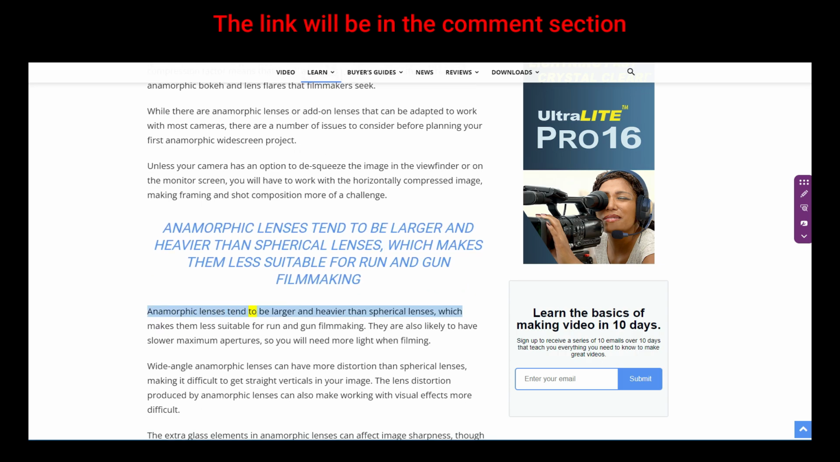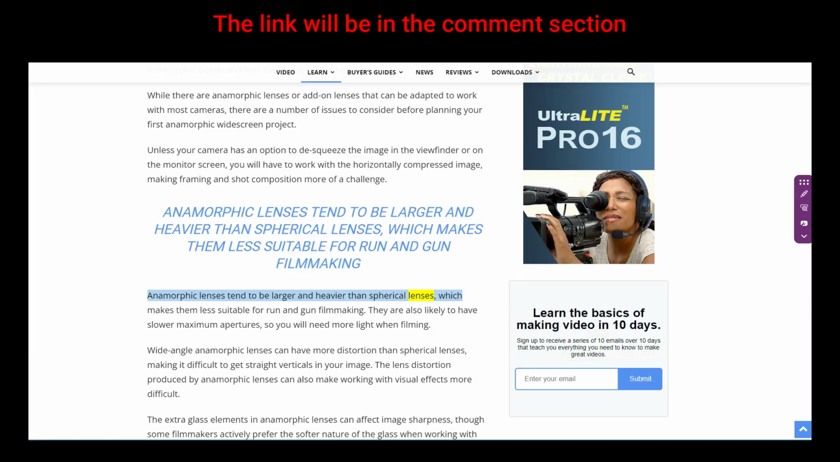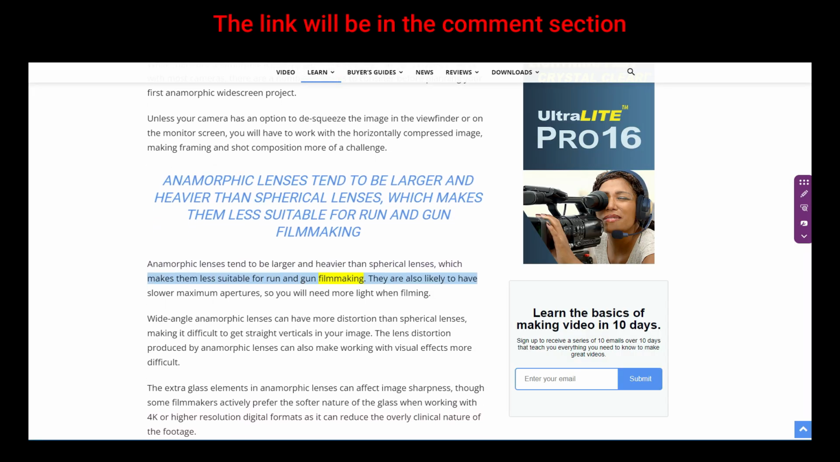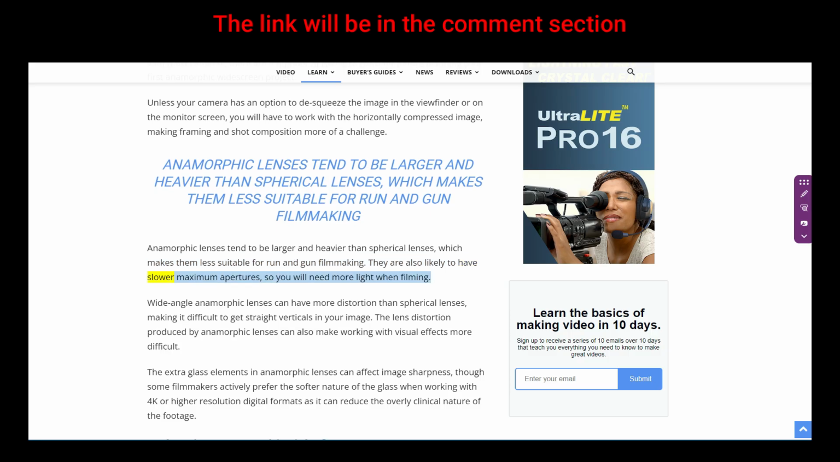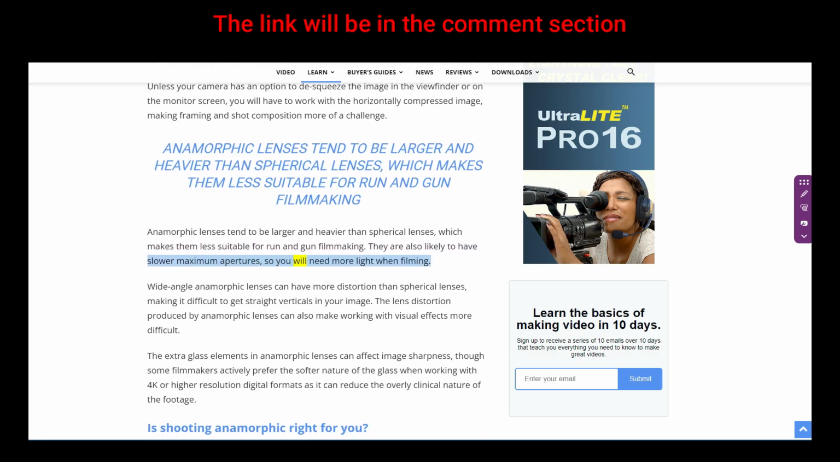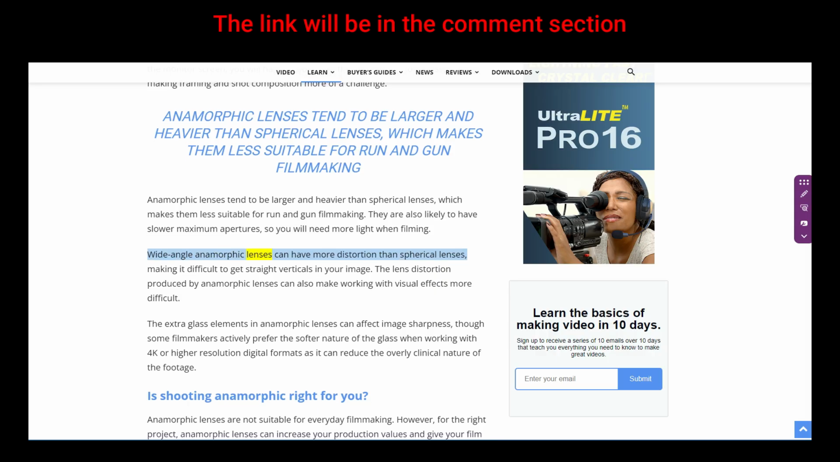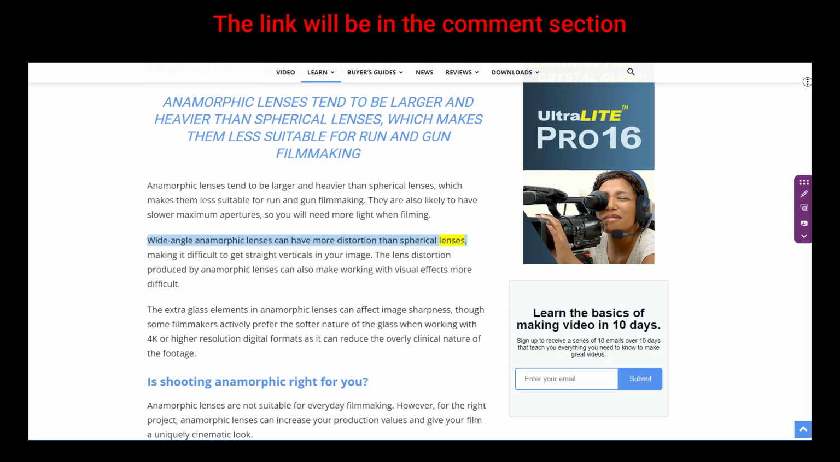Anamorphic lenses tend to be larger and heavier than spherical lenses, which makes them less suitable for run-and-gun filmmaking. They are also likely to have slower maximum apertures, so you will need more light when filming. Wide-angle anamorphic lenses can have more distortion than spherical lenses, making it difficult to get straight verticals in your image. The lens distortion produced by anamorphic lenses can also make working with visual effects more difficult.